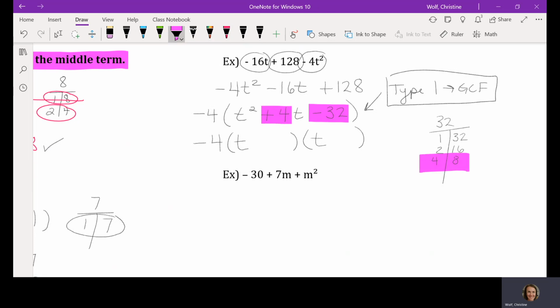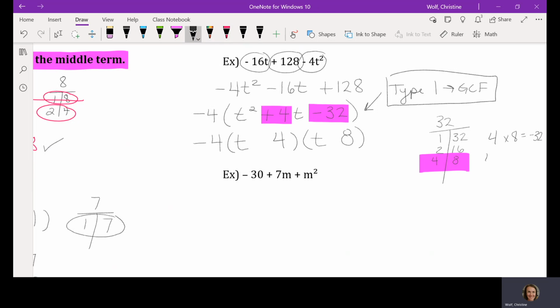And it would be 4 and 8. They have a gap of 4. Okay, so we know it's going to be 4 and 8. Now we have to figure out our symbols. So we want these 2 numbers to multiply together to give us a -32. The only way to multiply 2 numbers together and get a negative result is having 1 of each symbol. So one will be positive, one will be negative.